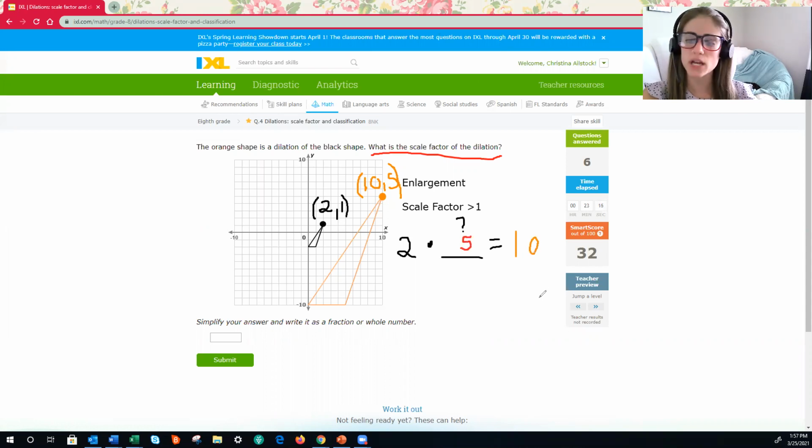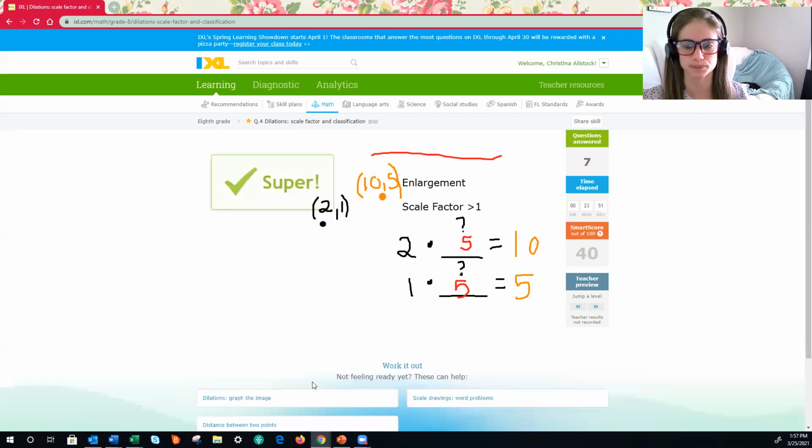Okay, let's try it with our Y value too, just to make sure there's not a goof. Because whenever you dilate, remember you multiply both the X and the Y by your scale factor. So our Y value is 1, which means 1 times something has to be equal to 5. Well, it works. 1 times 5 is 5, which means our scale factor is 5. That's not too bad, is it? Oops, almost got that wrong because of a typo.